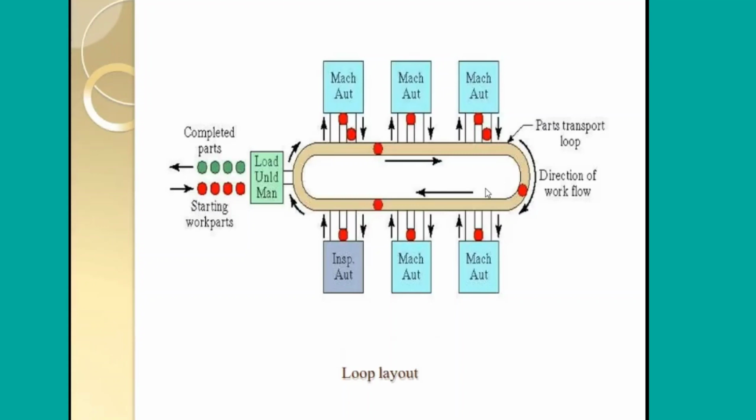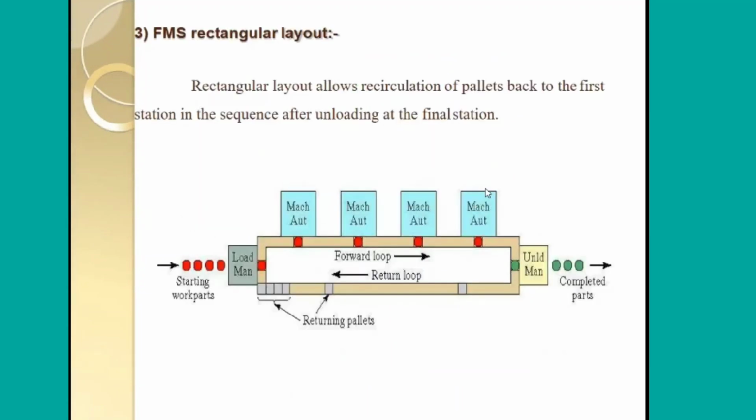Also, manual loading and unloading stations are at one end of the loop. See, at the left side, loading and unloading will take place at a common end. Okay, and inspection also takes place here. The direction of flow will look like a loop format. This is another material handling system called loop layout.